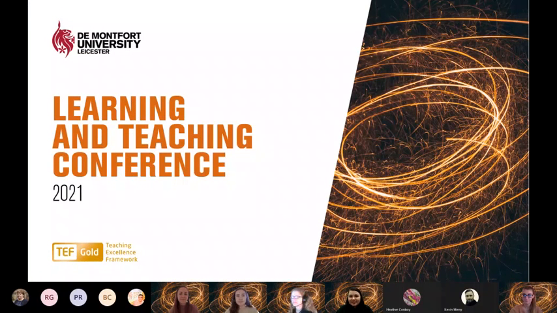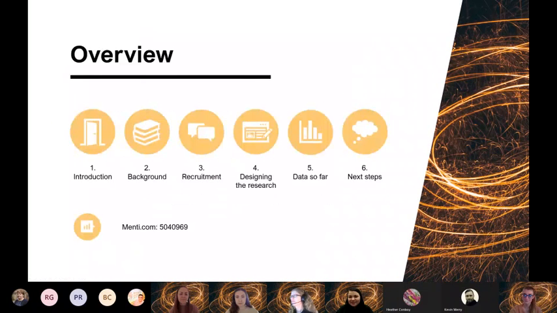Okay. So these are the 6 things that we're aiming to go through. So a quick introduction of what the project is, a background and recruitment process, just talking about how it all came about, designing the research that we're undertaking, and having a look at the data that we've gathered so far in the project. Because we're still in the process of collecting and analysing data, there will be more as it goes along in the future. So we're just going to talk about what we have for now, and then we're going to think about the next steps that we are going to take in regard to the project in the future.